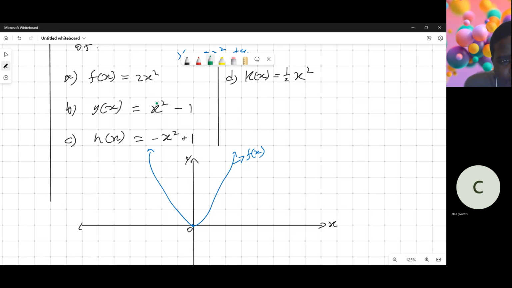Then what I see also is that my graph is touching the y-axis at -1. It's touching the y-axis at -1. So I will say this one is my -1. So my graph is going to start here. It's going to touch the y-axis at -1. Then my turning point will be here at -1, since q is -1.